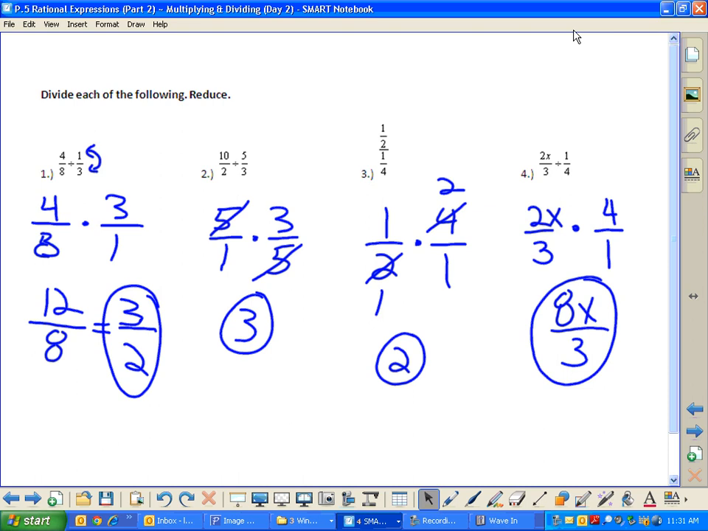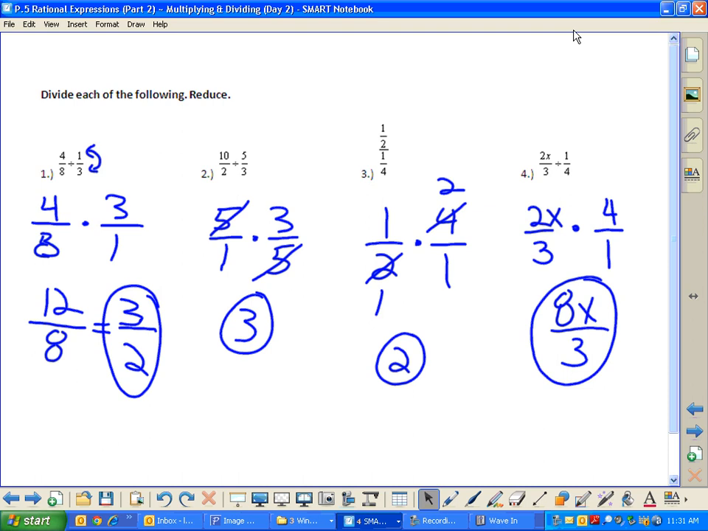There's your warm-up for dividing rational expressions. Again, the process for dividing rational expressions is pretty straightforward. All you're going to do is multiply by the reciprocal of the divisor. So in this first problem, we take 4/8, and we don't multiply it by 1/3 because that's not the reciprocal. You have to multiply it by 3/1.